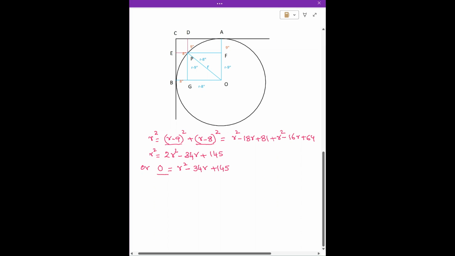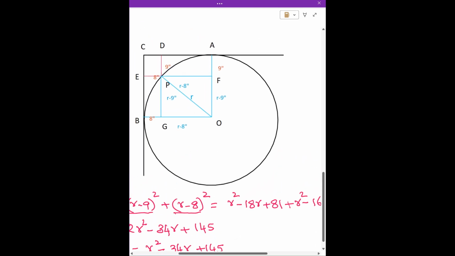Now look at this equation. We can factorize the right hand side like this: (R minus 29) multiplied by (R minus 5). That means R is equal to 29 or R is equal to 5.